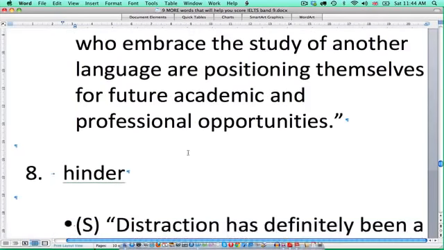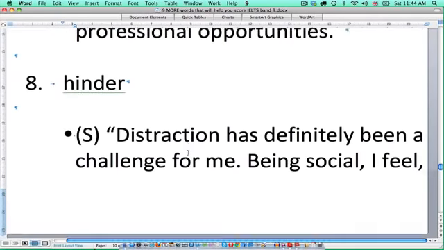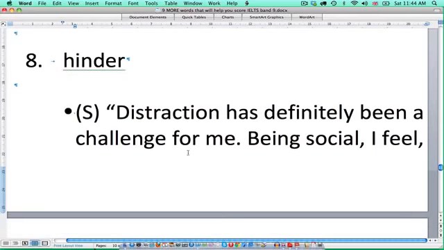Word number 8 is hinder, and this is again a word that I've used several times in videos before. Hinder refers to something that makes something else weaker, or something that weakens something else, and it's a verb. In the speaking, you might be asked something about your studies or your profession, and maybe the challenges that you've faced. So the examiner might ask something like, what are some challenges you faced while studying at university? And you could use hinder in this way.